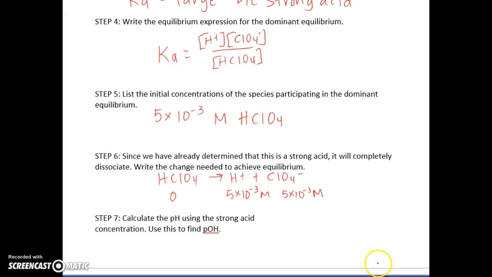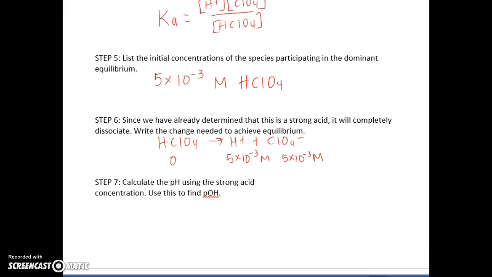Then it says calculate the pH using the strong acid concentration. If I know that my H plus is equal to 5 times 10 to the minus 3 molar, I know that my pH then is equal to the negative log of that, which is 2.30, and I know that my pOH is equal to 14 minus 2.30, so 11.70. And that completes our first problem. Notice we didn't need any of that work in the middle to do this problem, but it's going to make it much easier when we go to do our next problem.